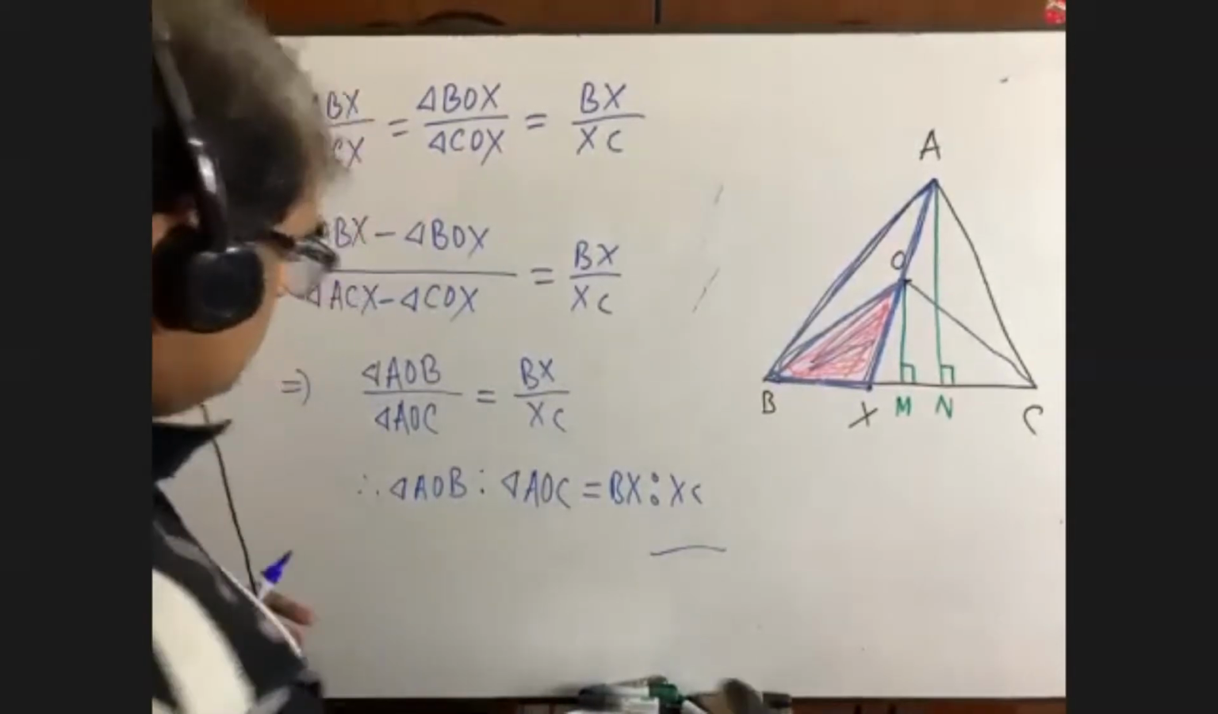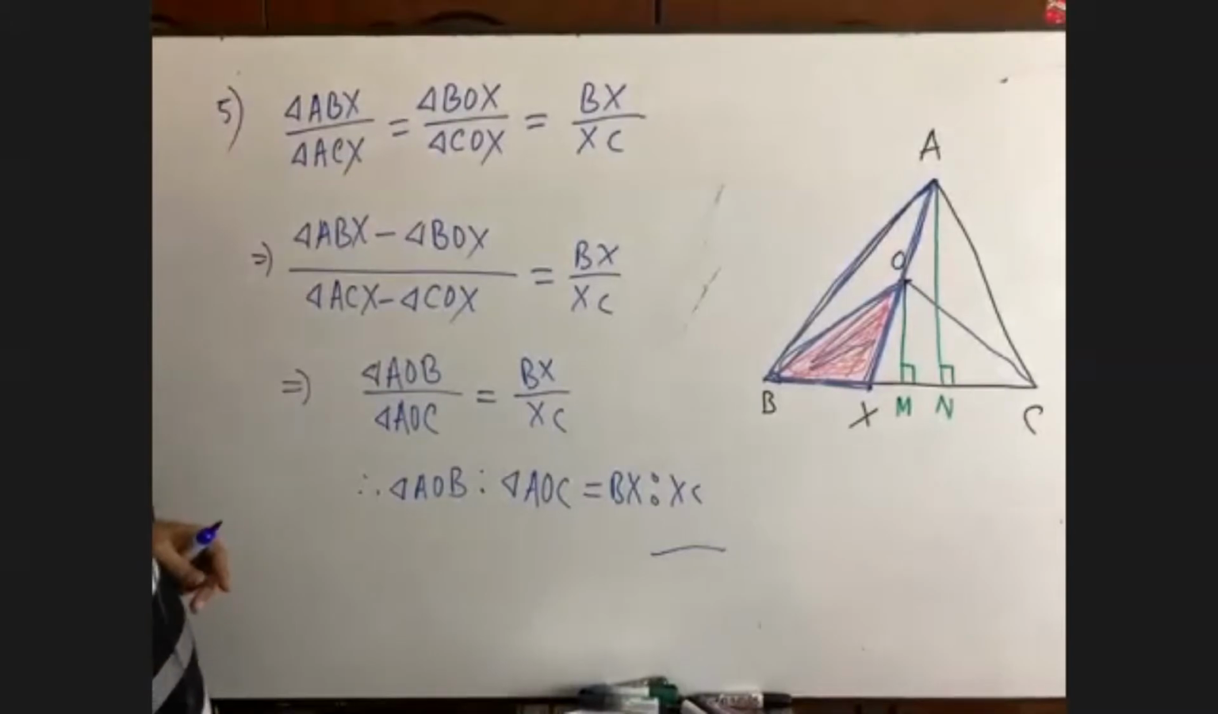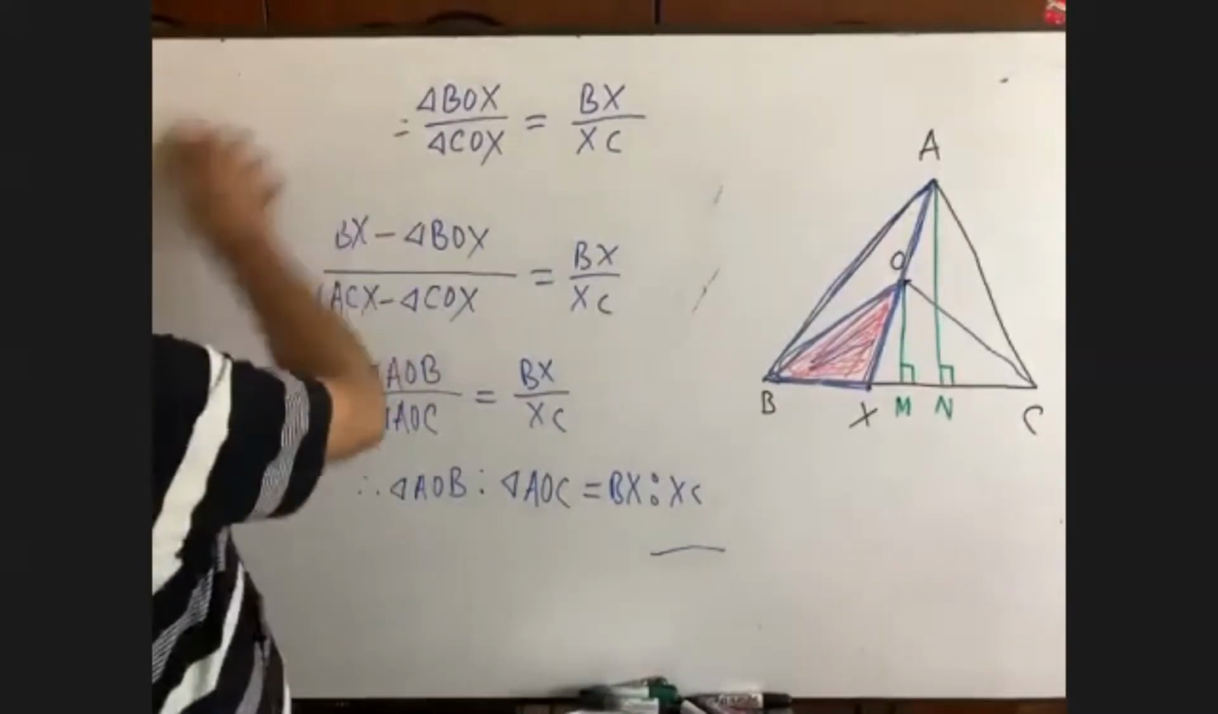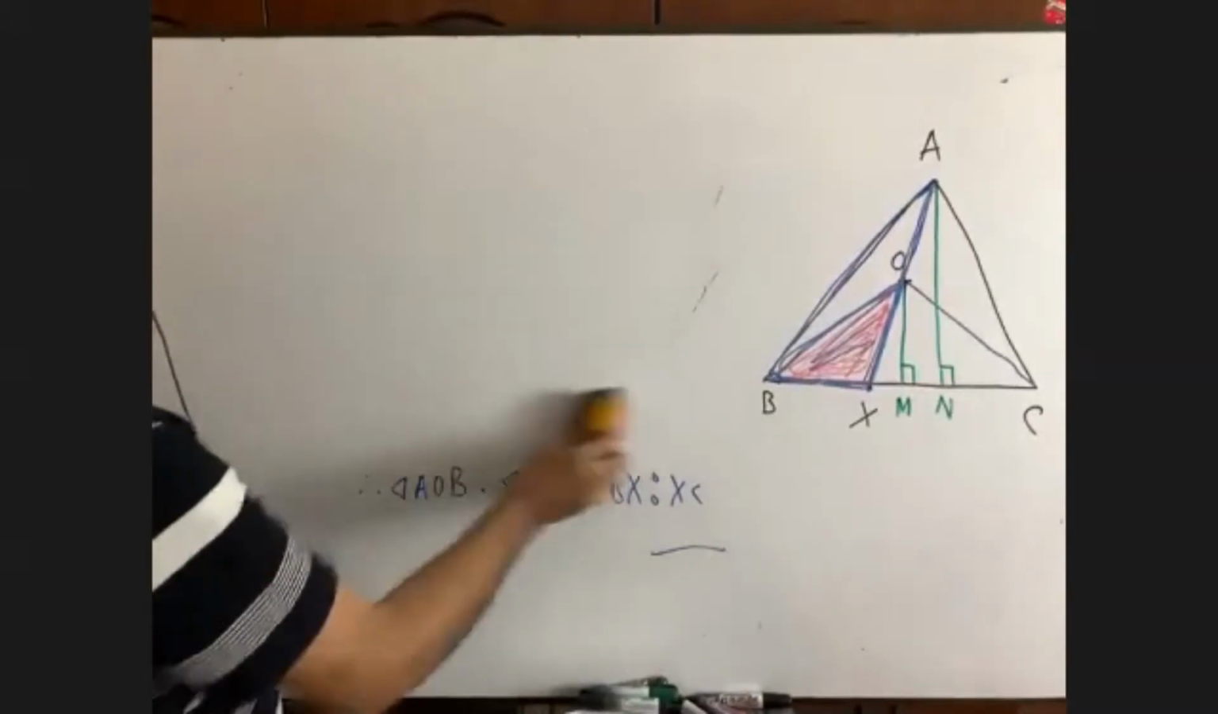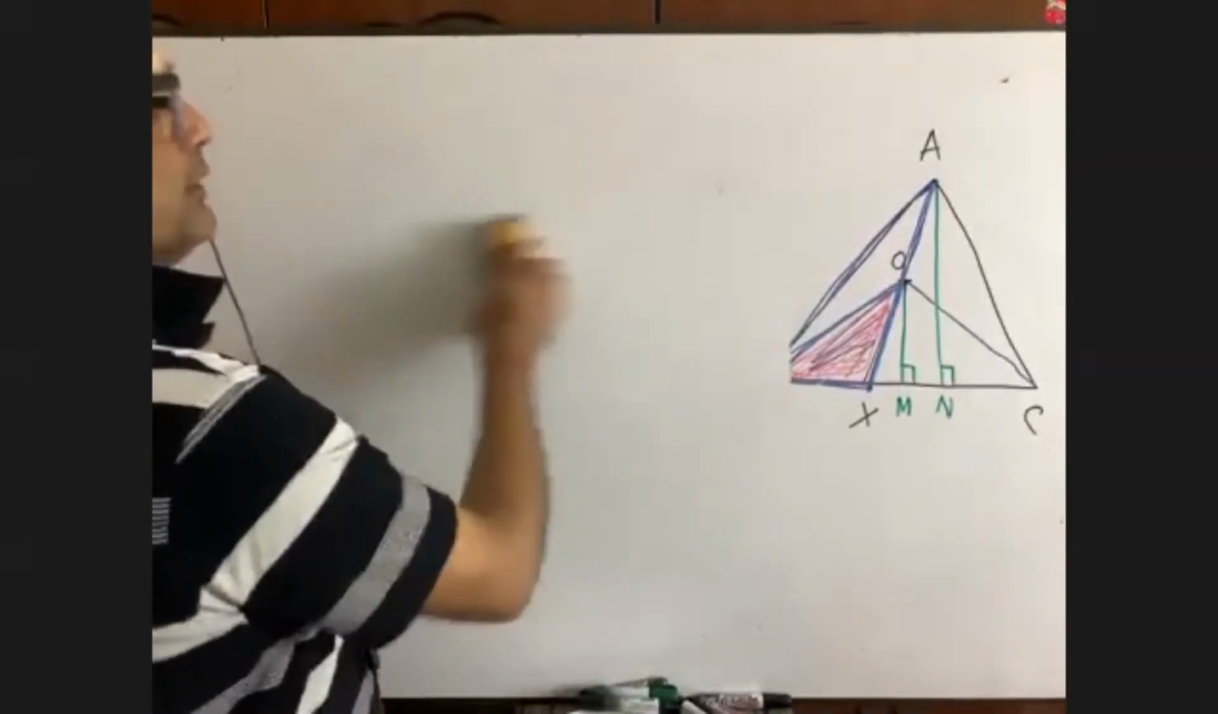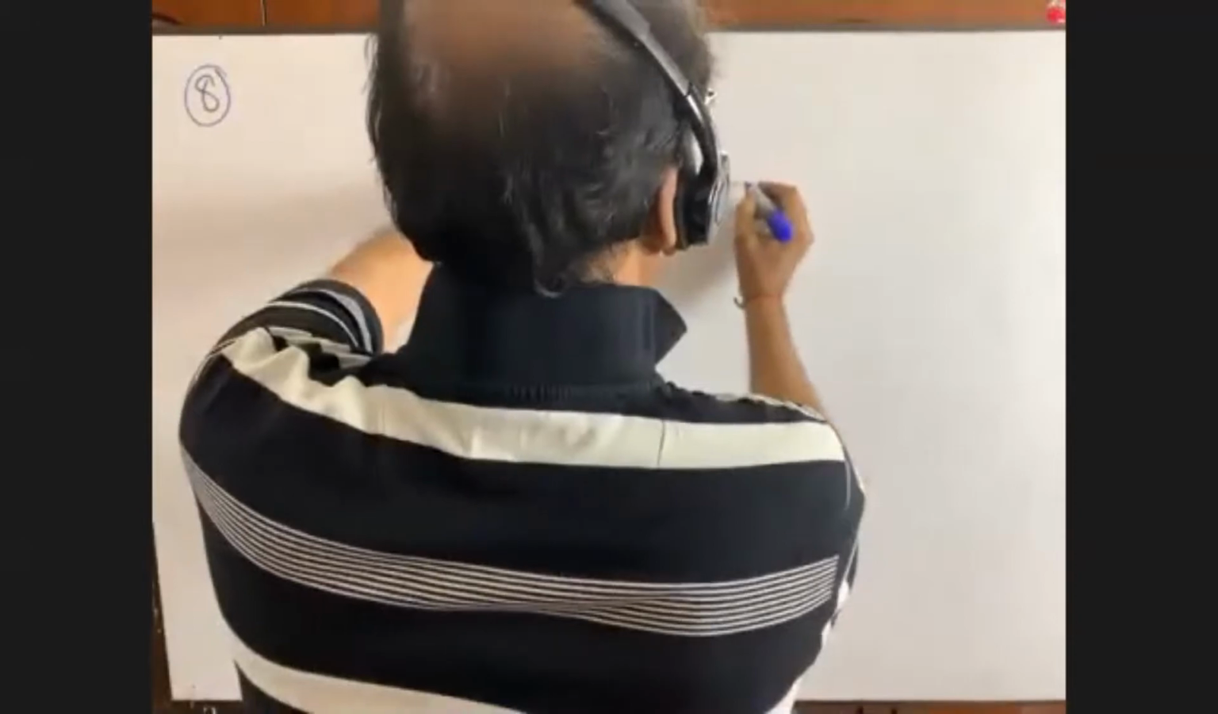Okay, going to question number 8. Read the question number 8. Now you are required to read the question number 8. It is given in the question the heights of the equilateral triangles ABC and DEF. Very good, not a matter. Two triangles are given.